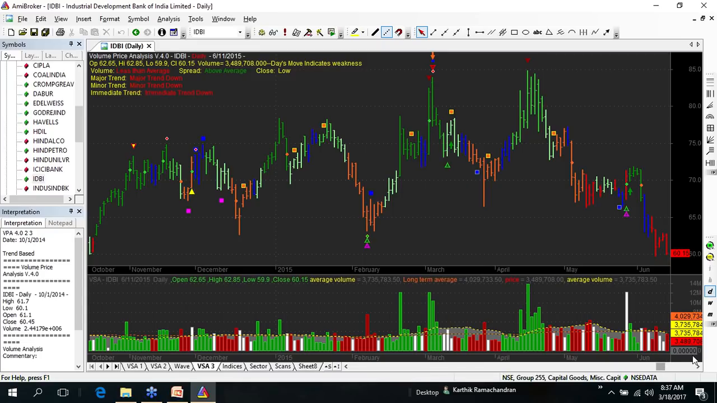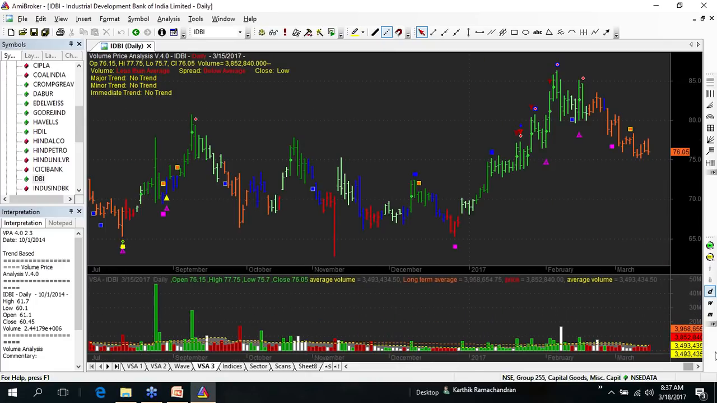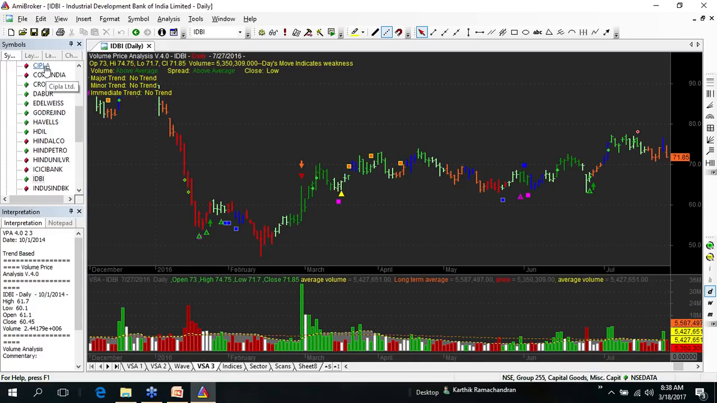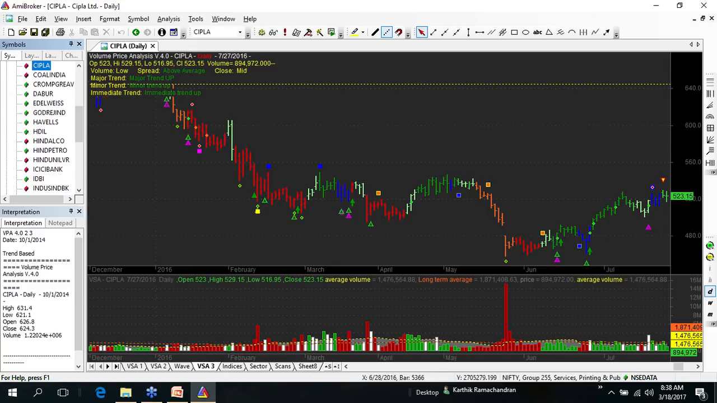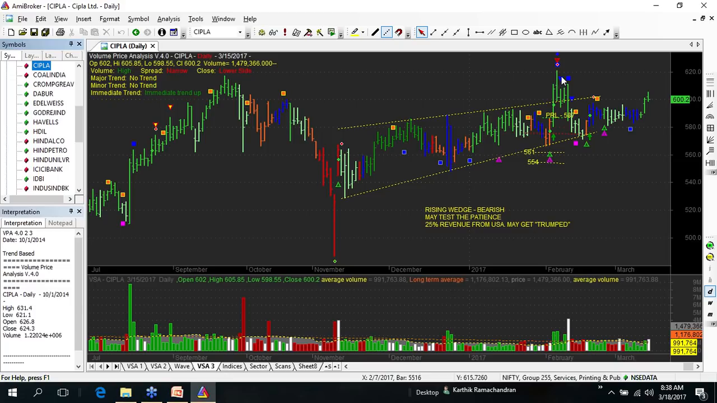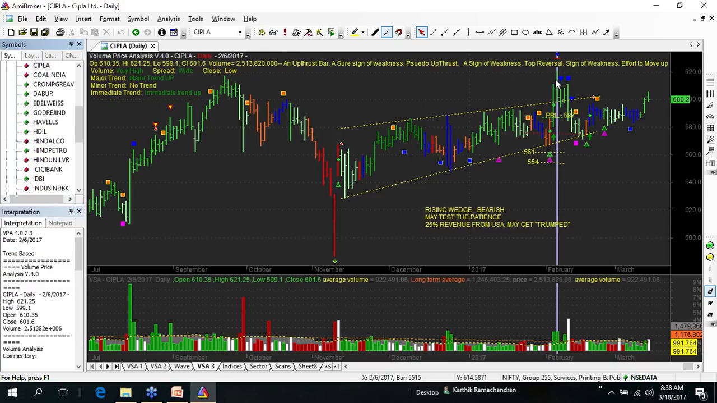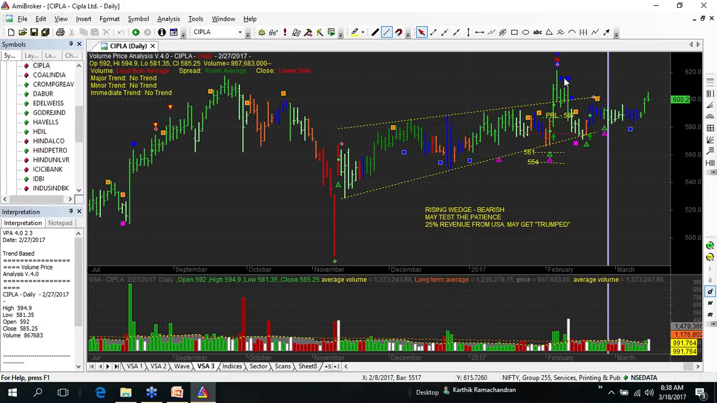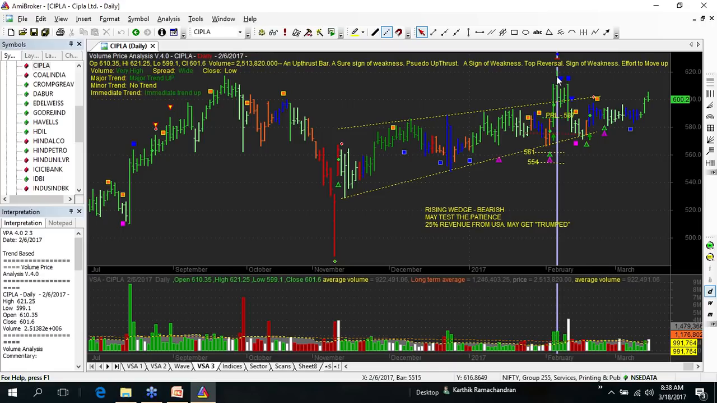Here, the chart of IDBI. Let me see the recent ones. So many times, the upthrust does not result in a markdown, of course, but it does indicate a lot of weakness.